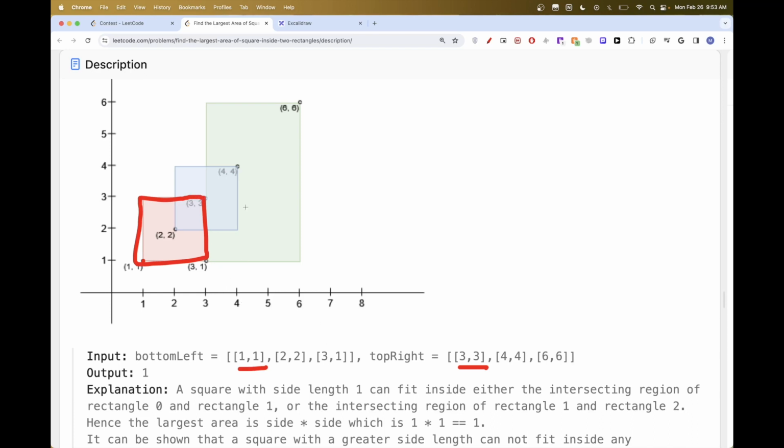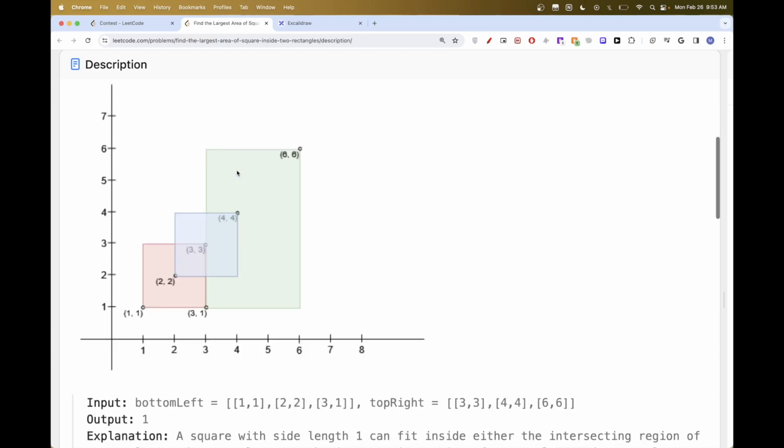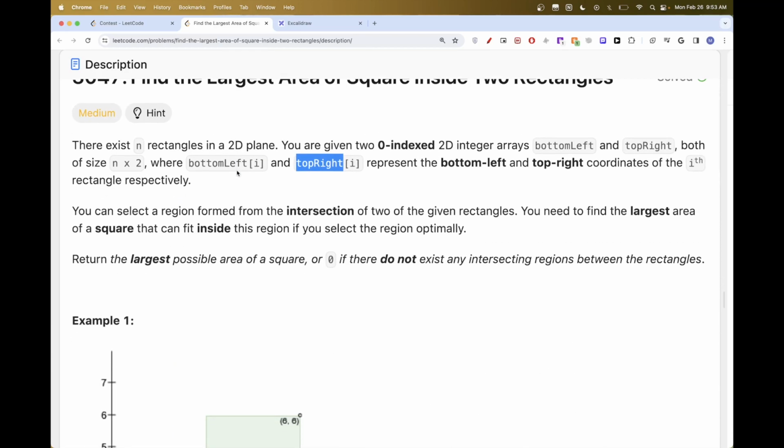And then for rectangle 1, 2 2 is the bottom left, 4 4 is the top right, and so these are the two coordinates, and this is it. And that's the core idea here. Now what are we looking for? Well, we are looking for an intersection of any of these two rectangles.